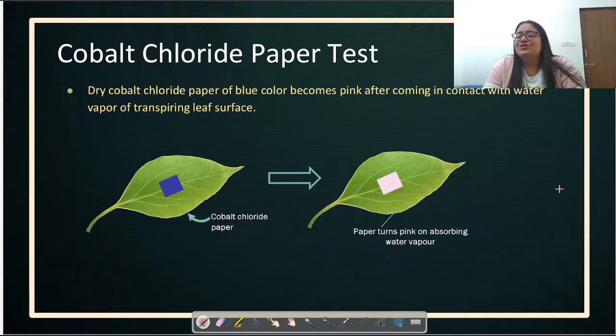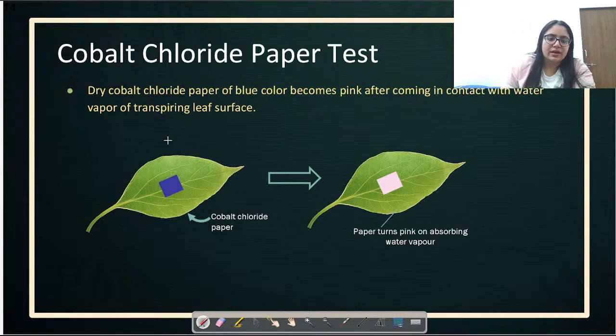One very important test you need to understand, which is also given in your NCERT, students, is the cobalt chloride paper test. It is a test done to check whether the transpiration process is taking place from the surface of the leaf or not. I repeat myself, students, this particular test is done in order to test whether a particular surface of the leaf is transpiring or not.